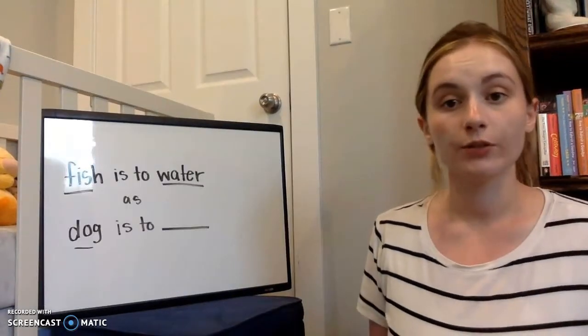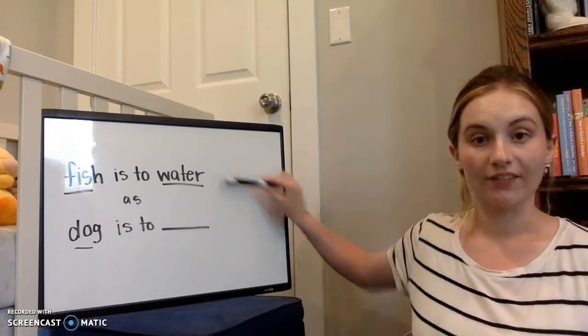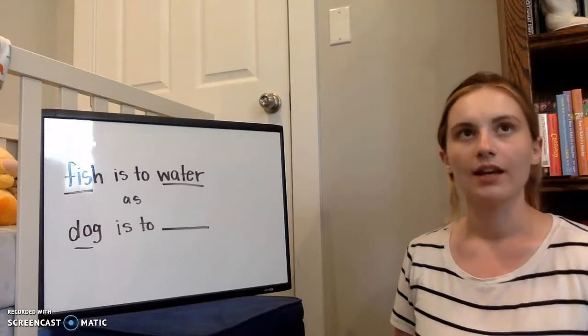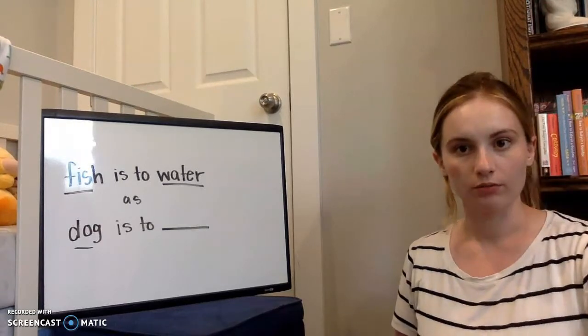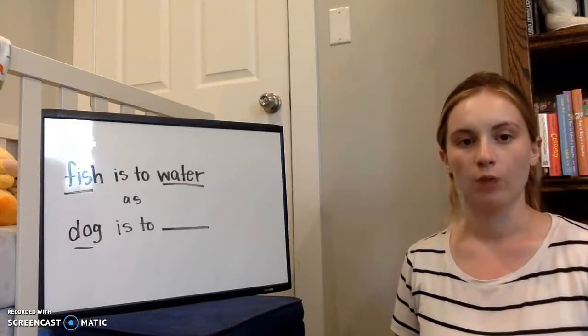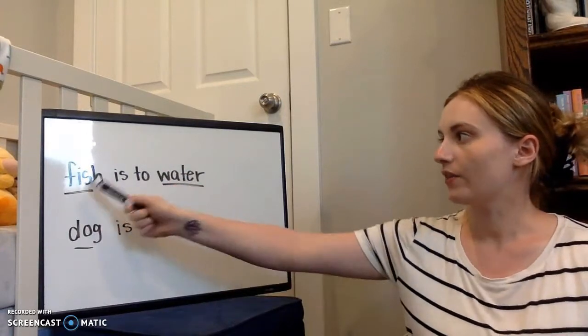So now let's just do a few where we fill in a blank. So I'm given one analogy right here, fish is to water. Okay, how are fish and water similar? Well, a fish lives in the water. Perfect. As dog is to what? Well, fish is to water, the fish lives in the water. So that's how these are similar.